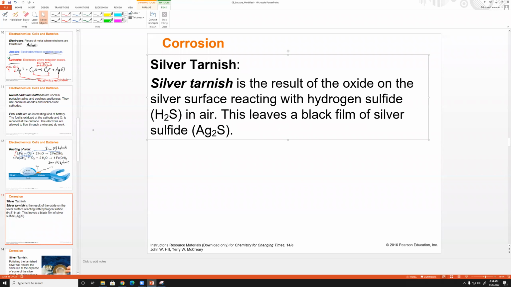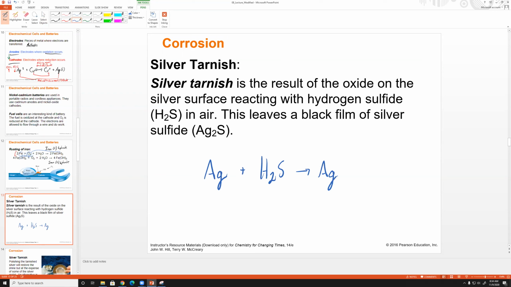So an example reaction would be, this isn't the full reaction, there are more byproducts, but let's just say we have Ag plus H2S yields Ag2S plus H2. Let's just say that's the equation, and we can balance it. Done. All right.